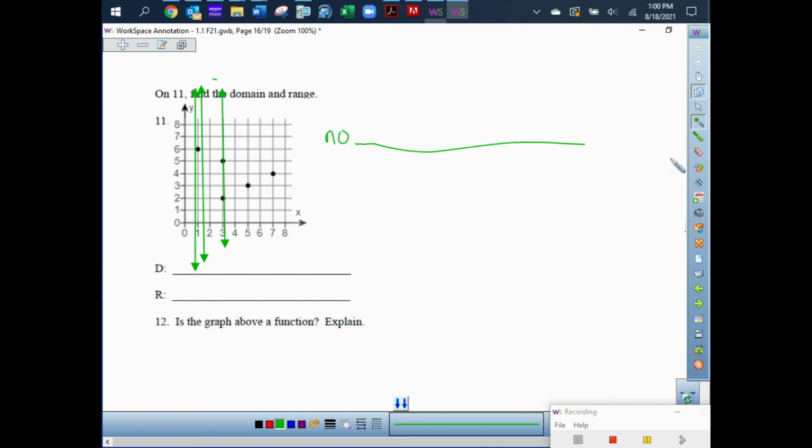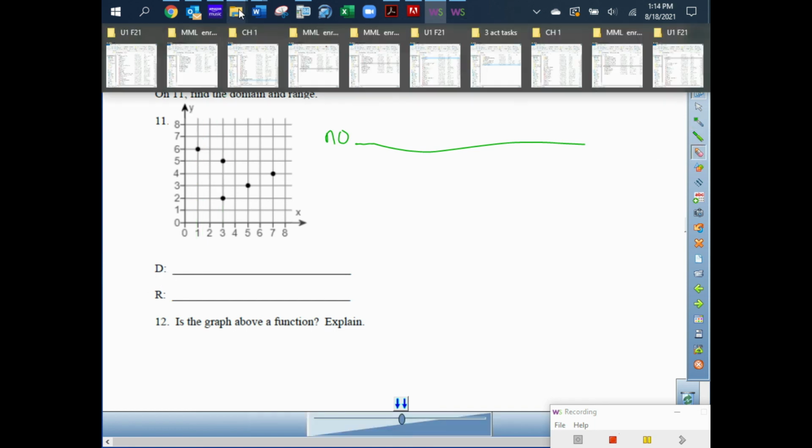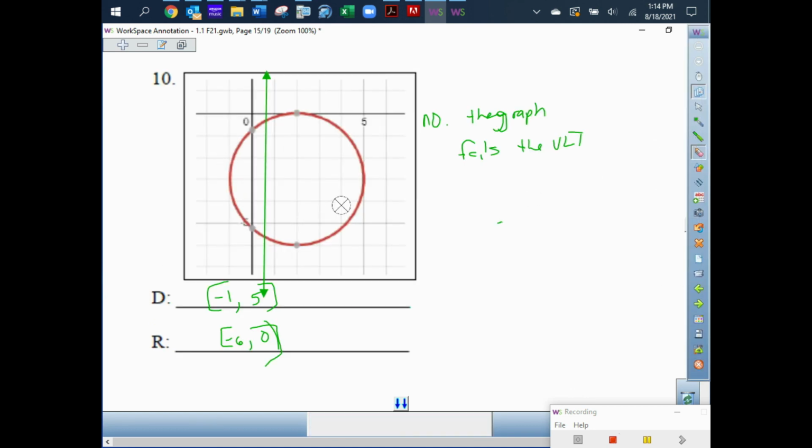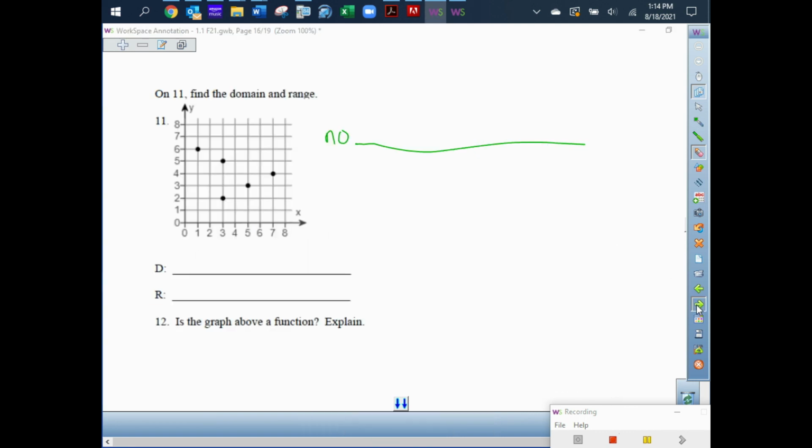And then let's find the domain and range. Because it's not a continuous graph, I wouldn't really have to pick up my pencil to draw that one. It's nice and continuous. This is discrete, a bunch of dots. The domain and range is just your x's and y's. These are just ordered pairs again.